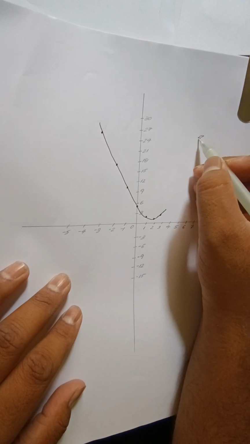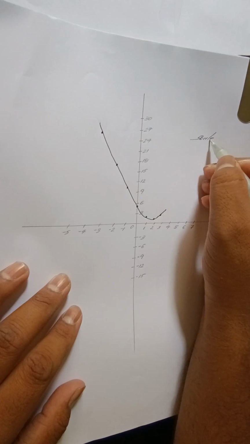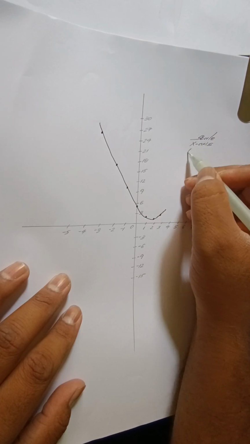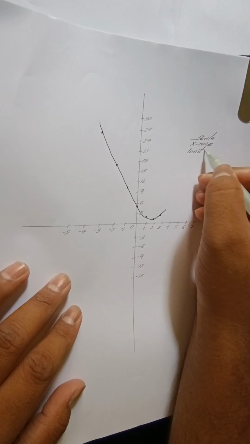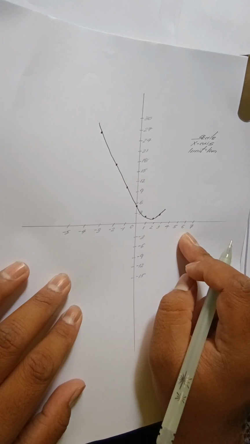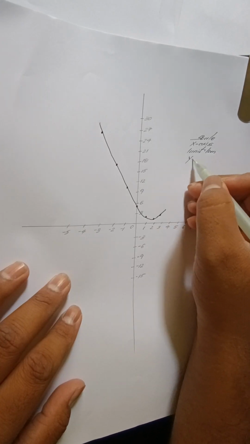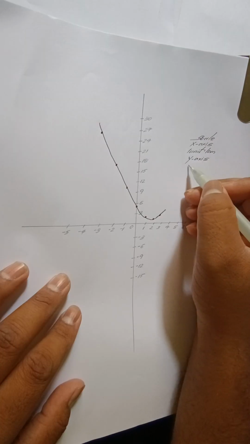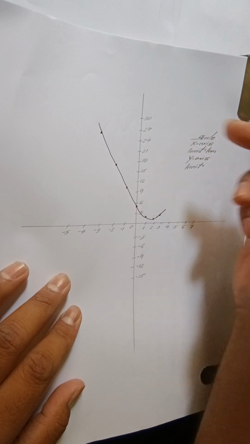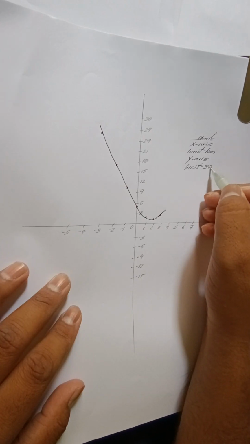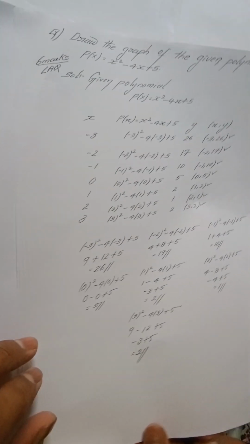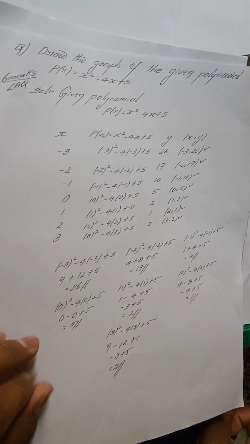Now I will be writing the scale. Scale for this is, scale x-axis. How much have we taken on the x-axis? X-axis 1 unit is equal to 1 centimeter, because we have taken the difference of 1 unit as 1 centimeter. Now let us move to the y-axis. Y-axis 1 unit is not equal to 1 centimeter, but it is equal to 3, right? So we will be taking 3 centimeter. So this is how we have to solve the graph of polynomials. This is the way of solving the graph of polynomials.